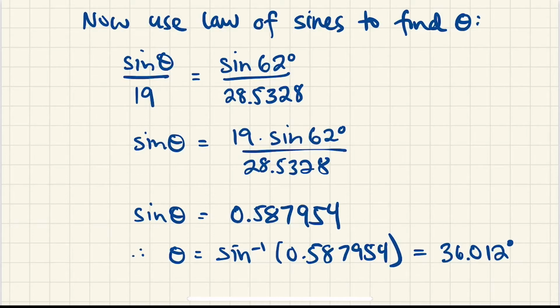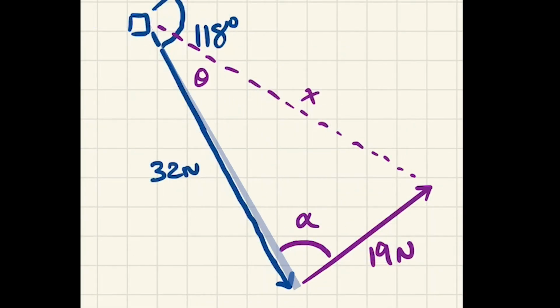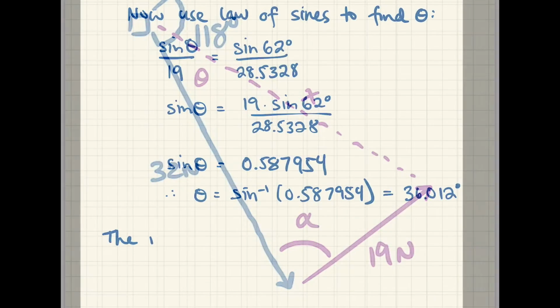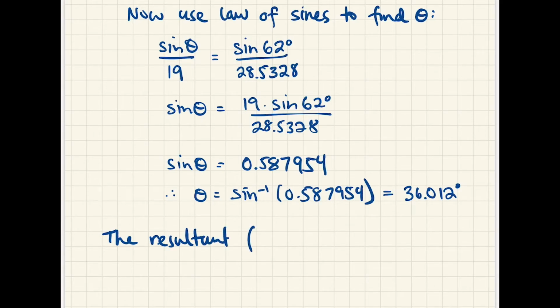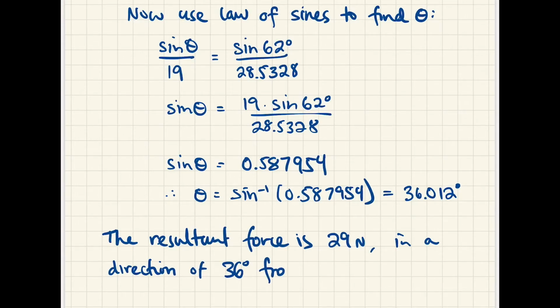Now, notice that when we present it, we need to actually give some sort of a reference, so we'll refer to theta as being off of the 32 Newton force. The resultant force is 29 newtons in a direction of 36 degrees from the 32 Newton force. All right, very good.